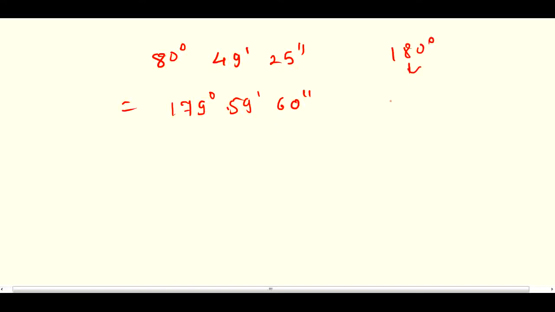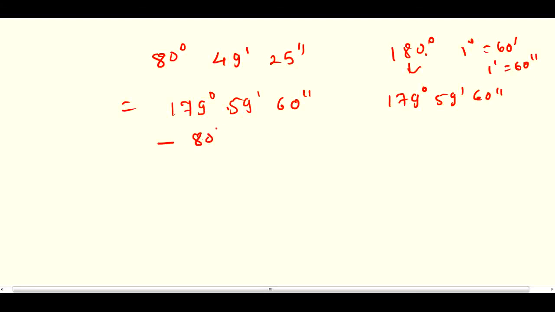Now you can solve question number 11. The last question I am solving here: 80 degrees 49 minutes 25 seconds. So you have to subtract this from 180 degrees. So you will write 179 degrees, 59 minutes and 60 seconds, because from 180 degrees we got 179 degrees, and 1 degree equals how much? 60 minutes. So I will write 59 minutes, and 1 minute equals how much? 60 seconds. So I will write 60 seconds.